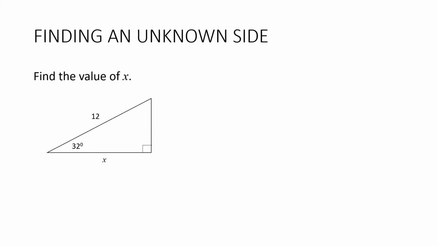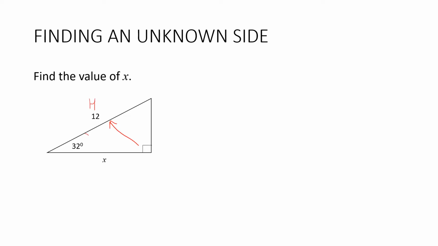Okay, let's see how we answer a question. Find the value of x. Now the first thing that we're going to do is label the sides, and we're always going to start with the hypotenuse. So we locate the right angle, and opposite the right angle is the hypotenuse.